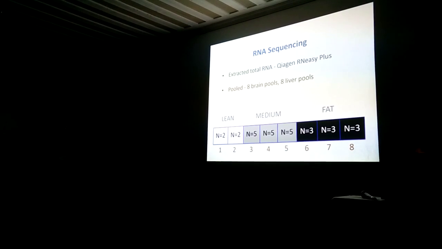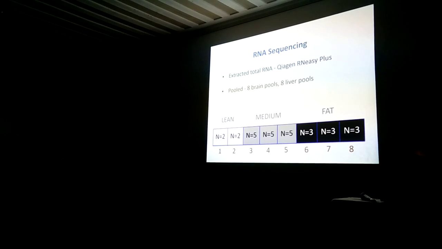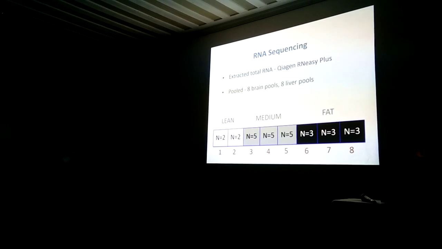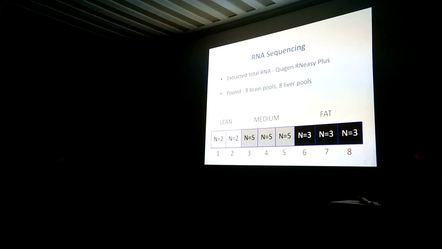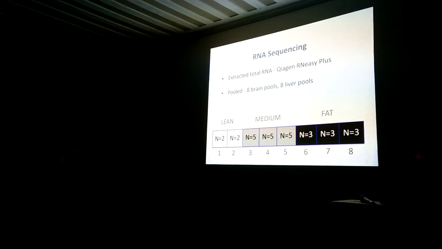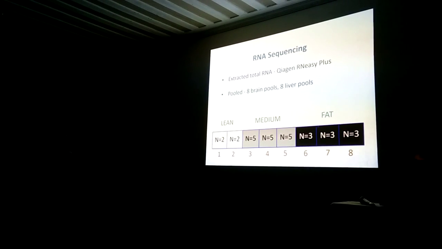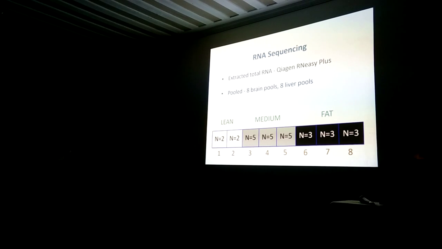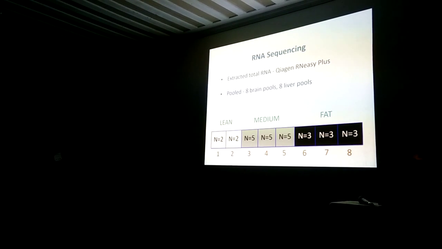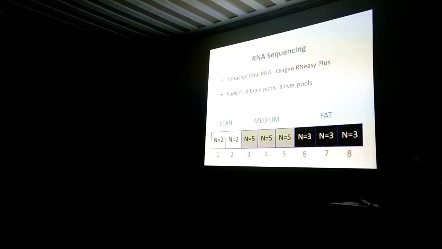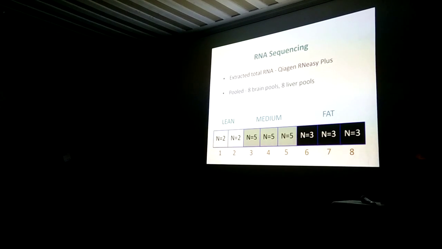Pools 3, 4, and 5 are the medium birds. So these are the birds that are a little bit closer to leaving on migration. And then libraries 6, 7, and 8 are the fat birds. So these birds are just about ready to leave. They're the closest to heading off across the Gulf. And so lean, medium, and fat are my 3 experimental groups that I want to compare gene expression among.